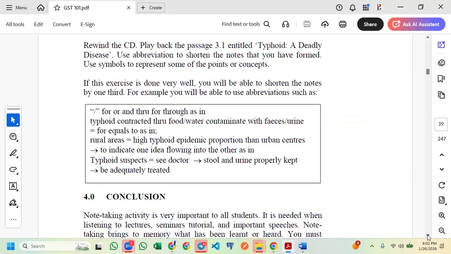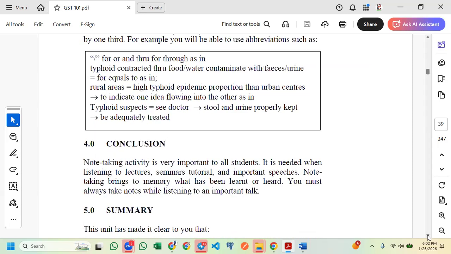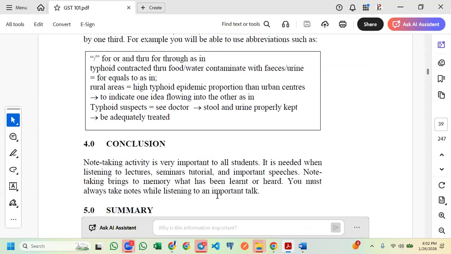In conclusion of this unit or this part, note-taking activity is very important to all students. It is needed when listening to lectures, seminar tutorials, and important speeches. Note-taking brings to memory what has been learned or heard. You must always take notes while listening to an important talk. Learn it. That is what shows that you are educated.